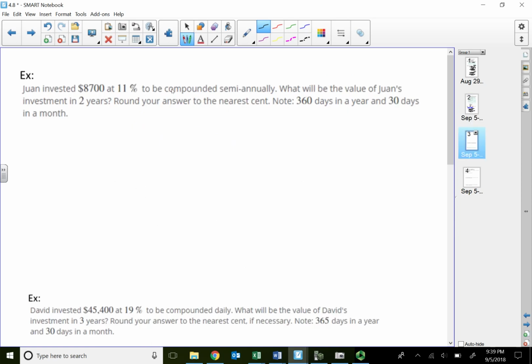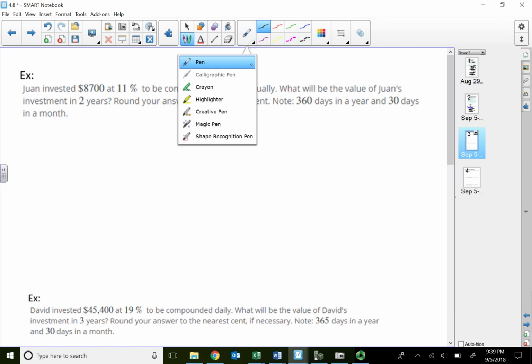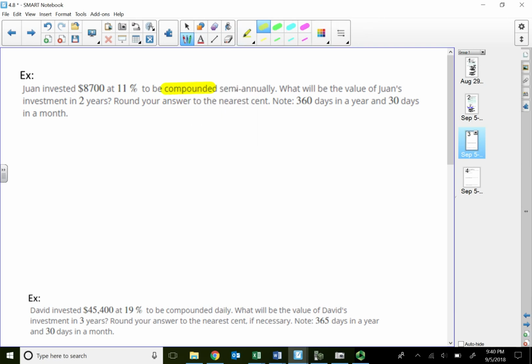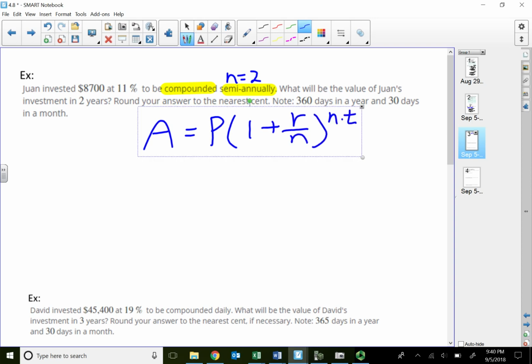I'm just going to give you different examples of what the N is, how many times we compound in a year. So invest $8,700 at 11% to be compounded semi-annually. When you see the word compound, we're going to use our compound interest formula. When you see the word semi-annually, that means N is 2. So let me write the formula down: A equals principal times parenthesis 1 plus R over N to the N times T power.